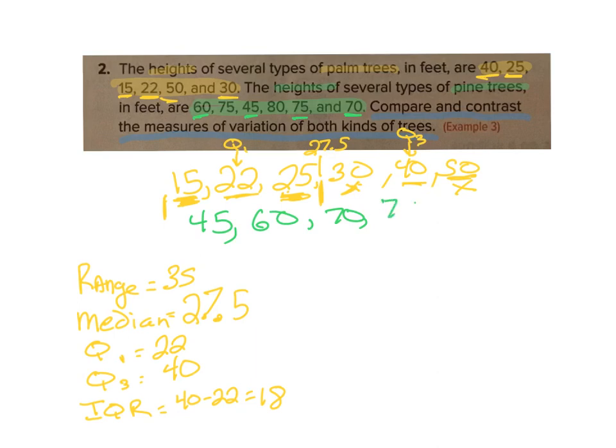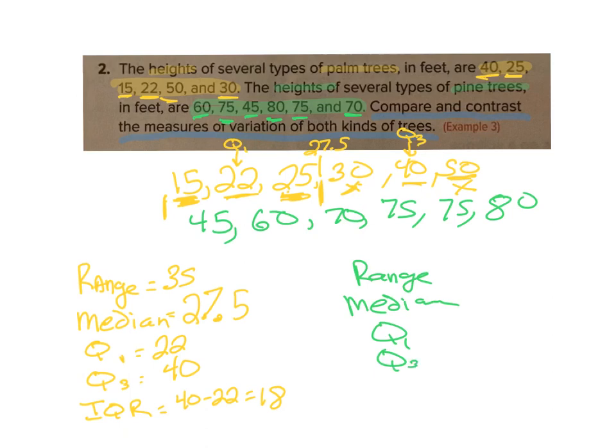75. 75. And 80. Okay, now let's find the range, the median, quartile 1, quartile 3, and the interquartile range. Exciting stuff, yeah.